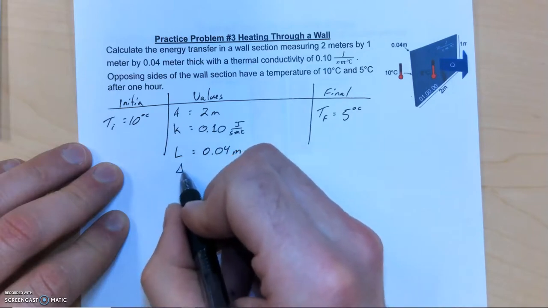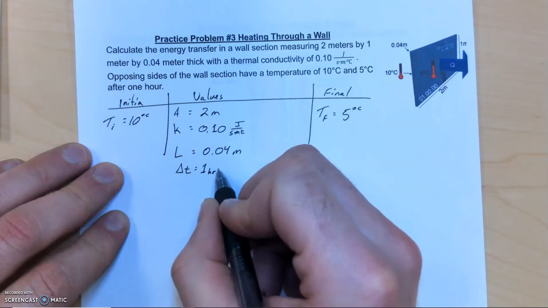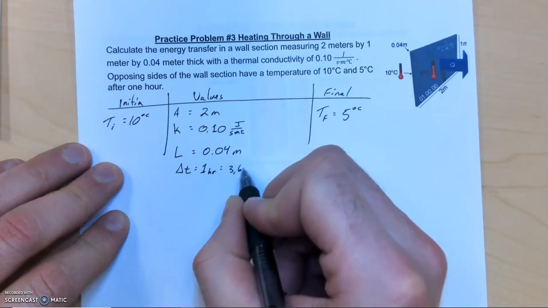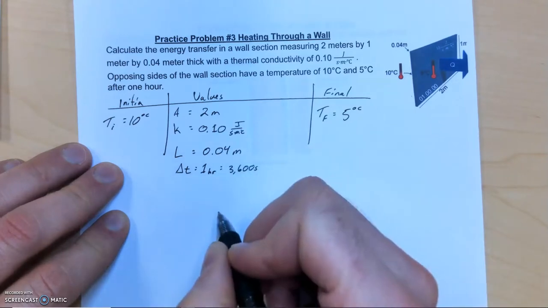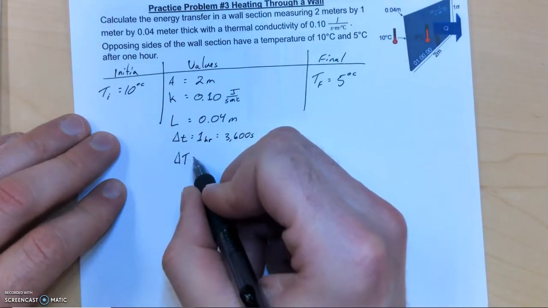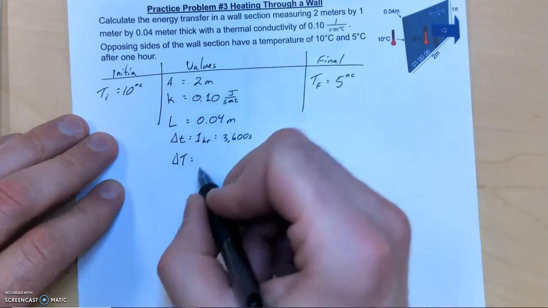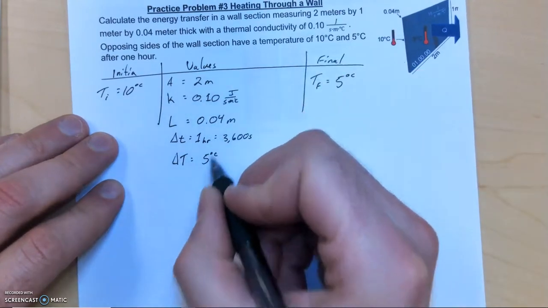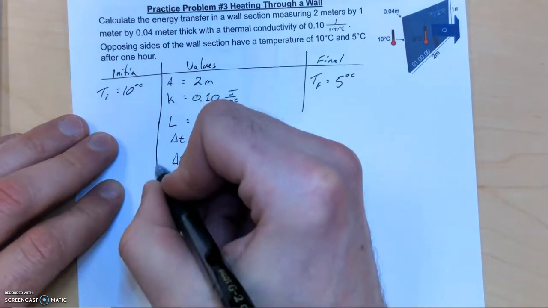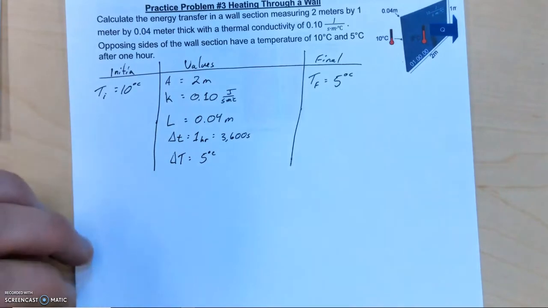And we know the change in time. That's 1 hour, and that's equal to 3,600 seconds. And we also know that there's a change in temperature. That's 10 degrees Celsius minus 5 degrees Celsius, which is going to give us a total difference of 5 degrees Celsius. Those lines a little longer. I think that's about all we know.